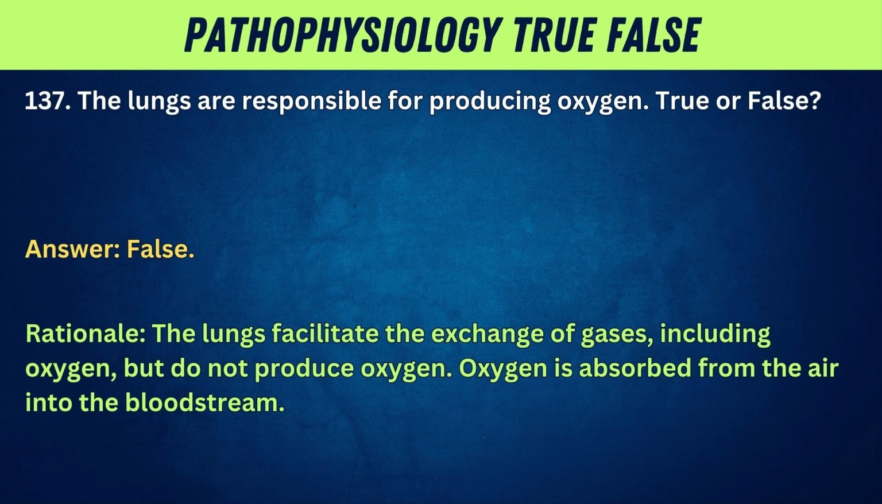137. The lungs are responsible for producing oxygen. True or false? Answer: false. Rationale: the lungs facilitate the exchange of gases, including oxygen, but do not produce oxygen. Oxygen is absorbed from the air into the bloodstream.